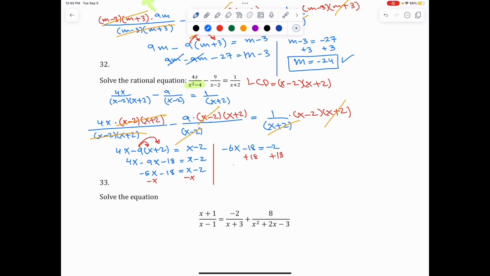So I will have negative 6x is equal to positive 16. And then I will divide by negative 6 both sides of the equation. And then the answer is going to be x is equal to, if you reduce that, you get negative 8 over 3. You can put the negative at the top or at the bottom or in the middle. It doesn't really matter. So that is going to be the solution.